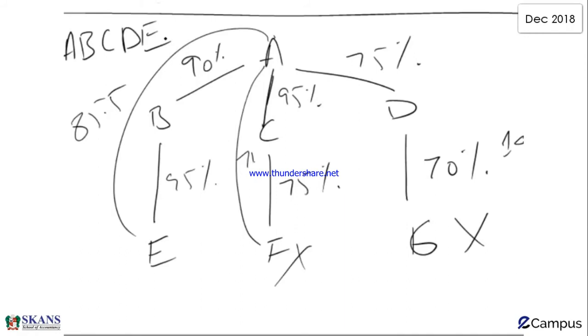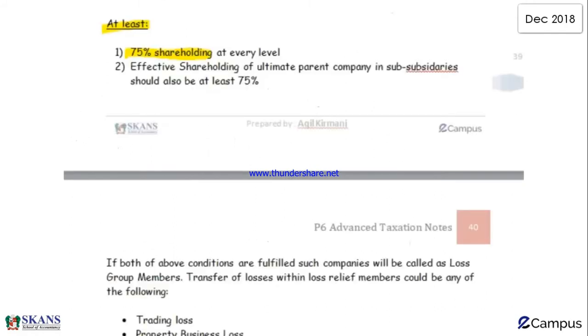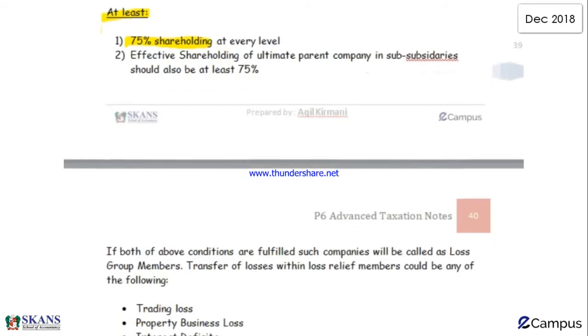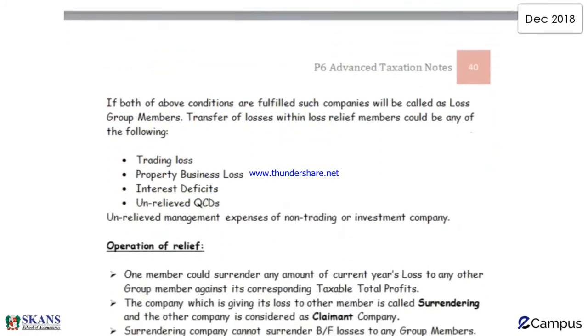And now, if I ask you which of the companies are 51% group companies, well, I think all of them, because at every level there is a holding of more than 51% everywhere. And if you take the effective holding, well, that is also more than 50% in almost every situation. So all of them are 51% group companies. But as far as loss relief group is concerned, well, that will be A, B, C, D, and E. So now we know which of the companies are members of loss relief group.